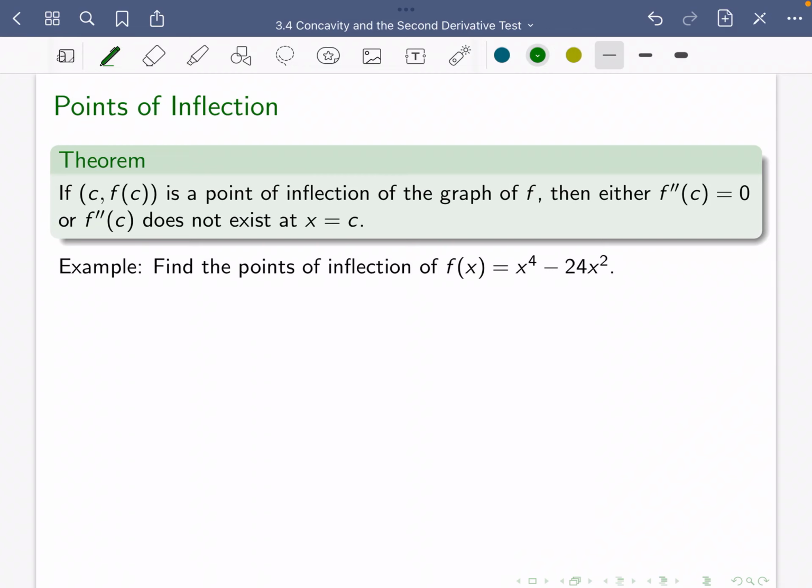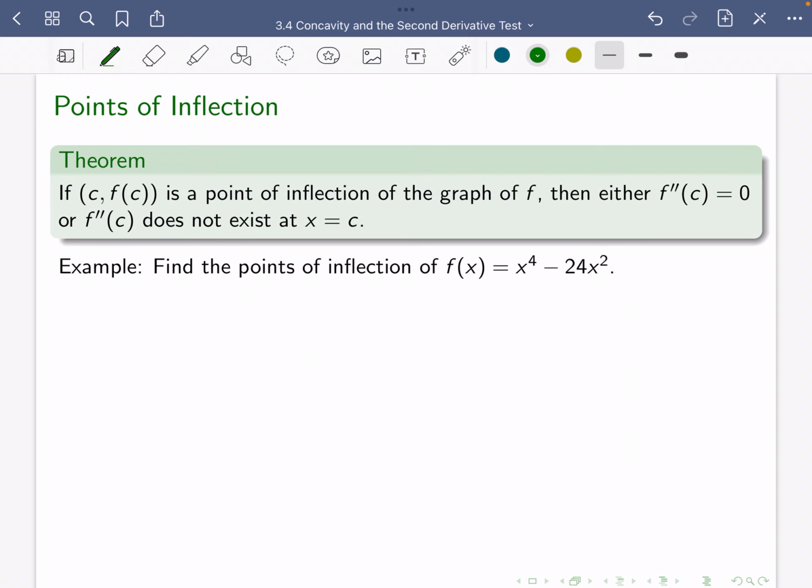In this video, we're going to look at points of inflection, and in particular, we're going to try to think about how we can identify these points of inflection. Recall, a point of inflection is a spot where our graph changes from concave up to concave down, or from concave down to concave up. And so where can that happen?